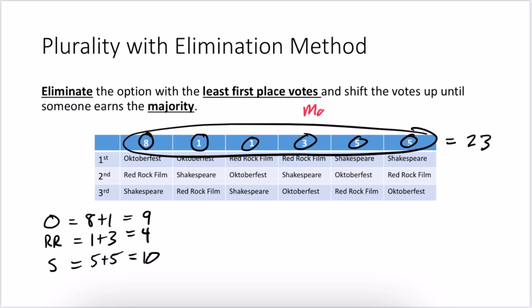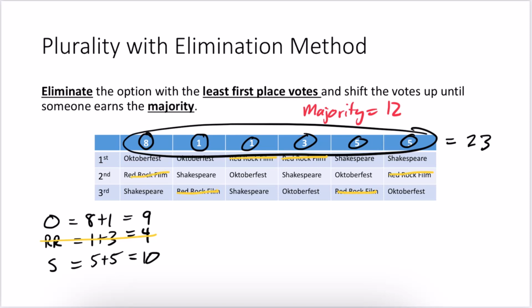And so that means that the majority is going to be 12, because 12 is the number that is more than half. And so with the way that the votes are set up right now, none of the options got the majority. So we don't have a winner yet because none of the options have a 12 or more. You can also have more. And so what you do in that case is you eliminate the option with the least amount of first choice votes. So in this case, we're going to eliminate the Red Rock Film Festival, which means that that is going to be eliminated from our preference vote as well.